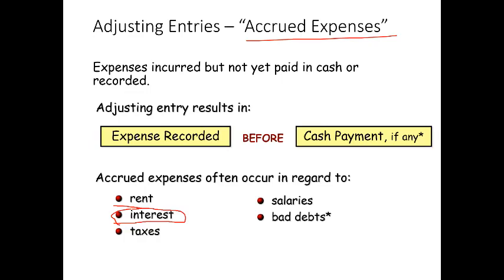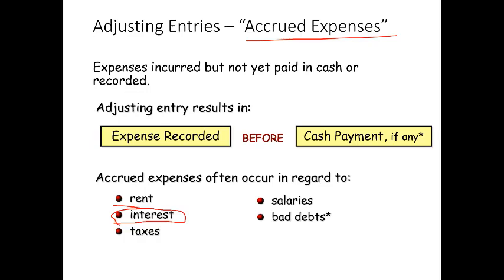Taxes are another big one. Throughout the year, you accrue taxes, and you don't pay the taxes on December 31st. You pay the taxes when you file your taxes. Salaries, again, you may not pay your salaried employees at December 31st. If you don't pay them by the date of the financial statements, they'll probably have worked for you and not been paid yet, and that's going to have to be recorded as an accrued expense. And then finally, bad debts.